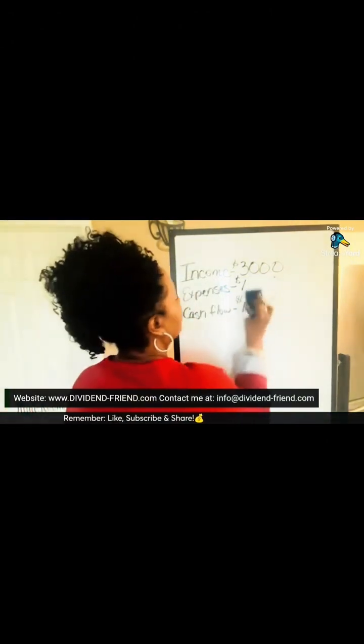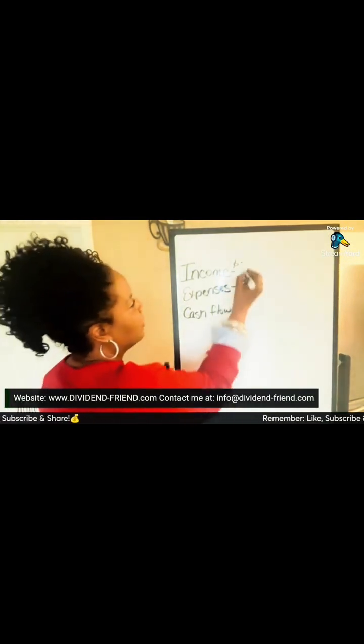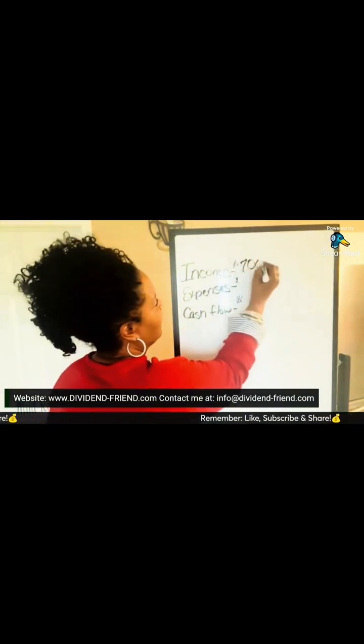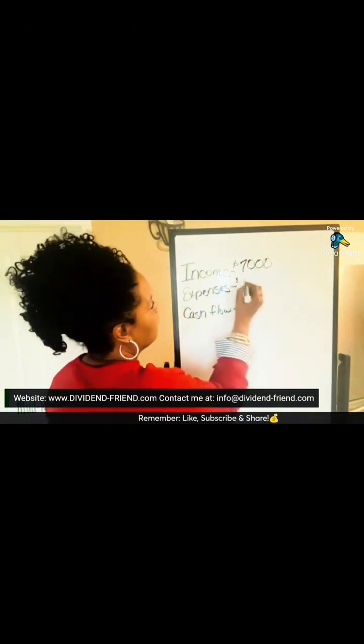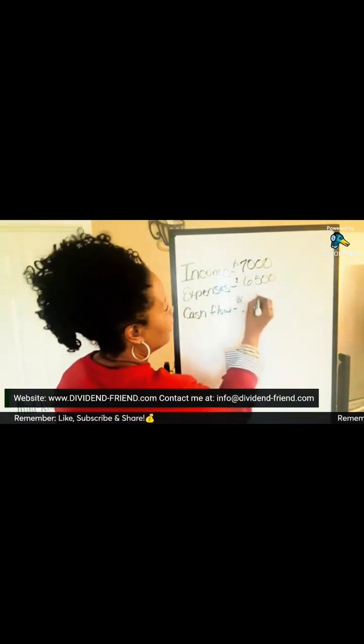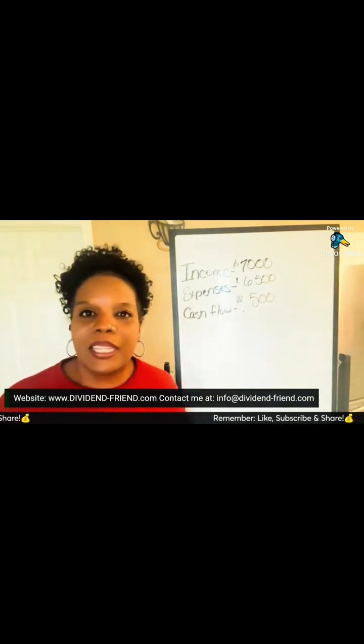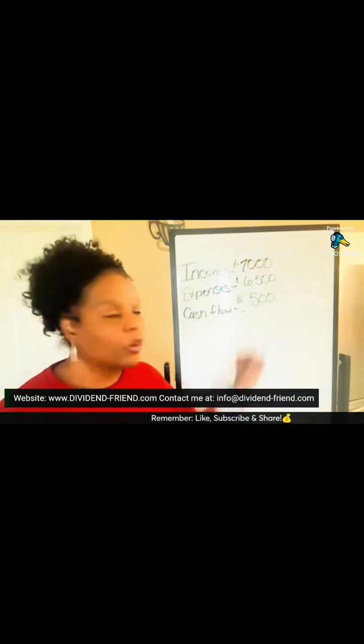But let's say someone came in here. Once again, let's just say their income is $7,000 after taxes. Their expenses are $6,500. In the world we live in, they're going to have $500 left over at the end of every single month. Once again, positive cash flow. We can work with that.